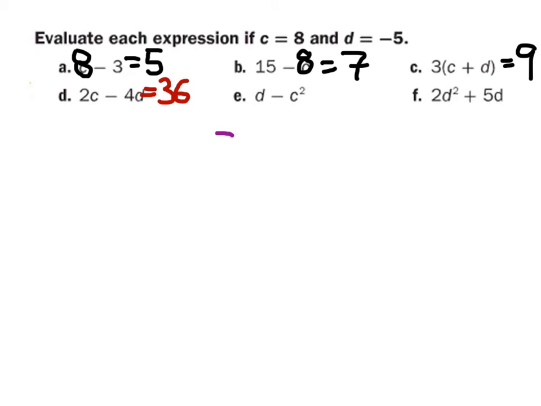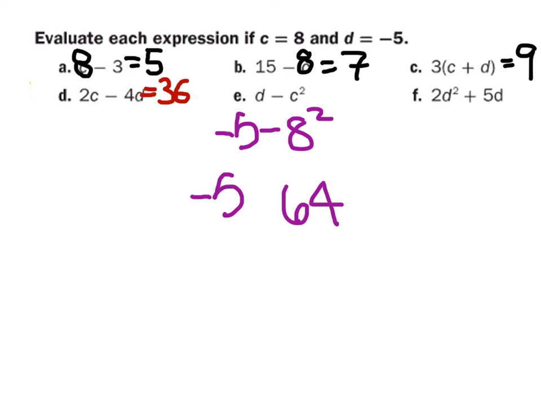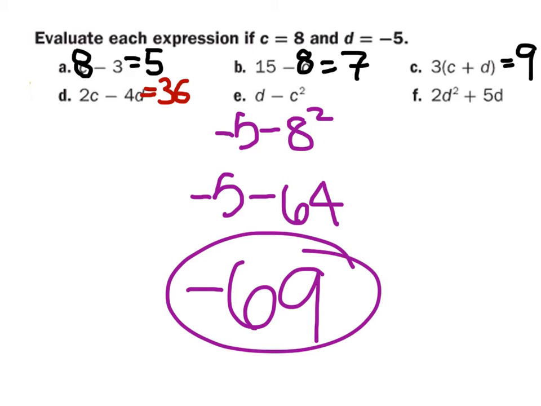All right, Brenna, we'll do E. D is -5 minus C is 8 squared. And so you have to do that first, and it's 64. And then negative 5 minus 64 is negative 69. Very good. Excellent work.